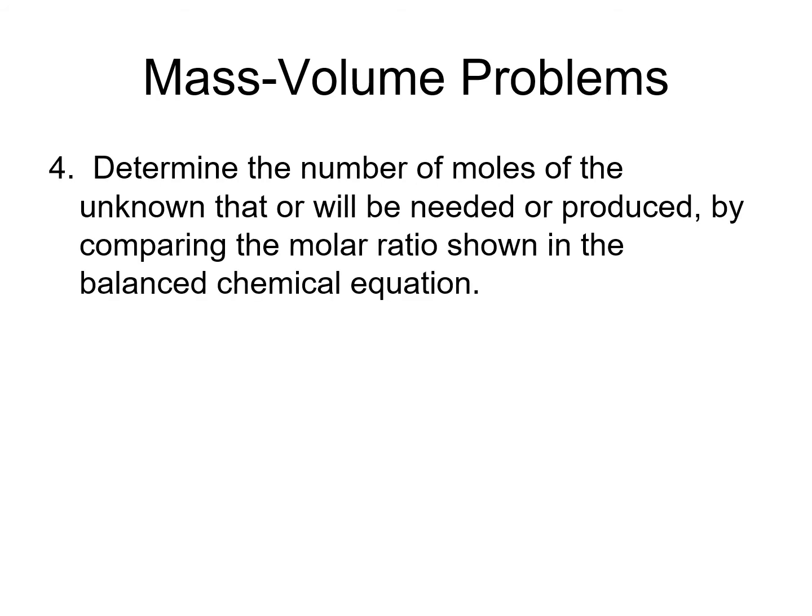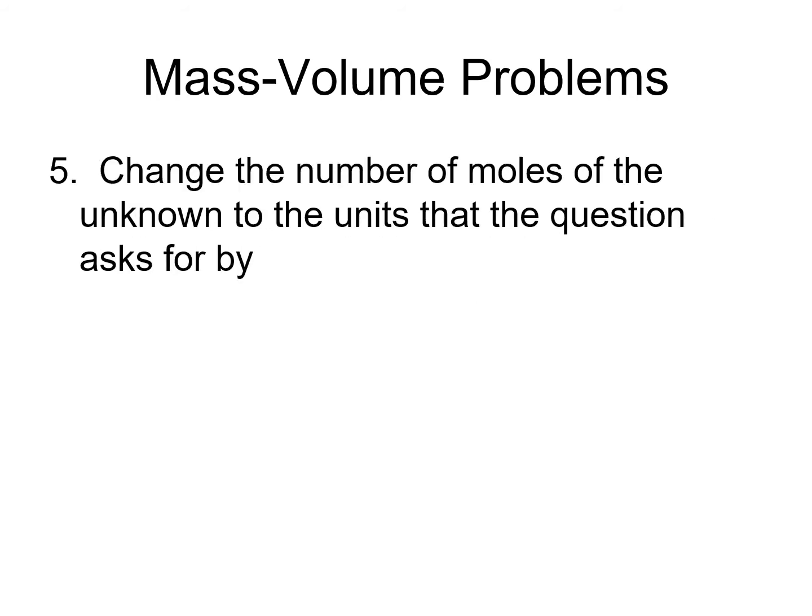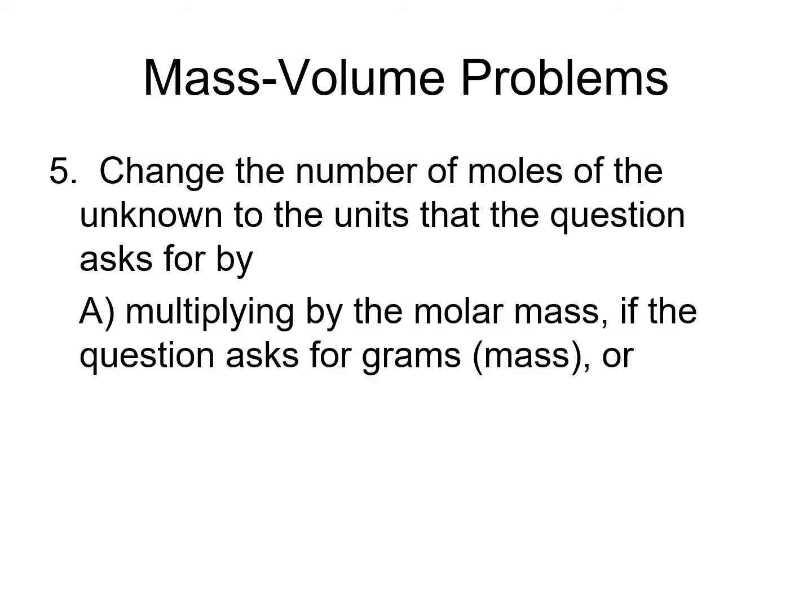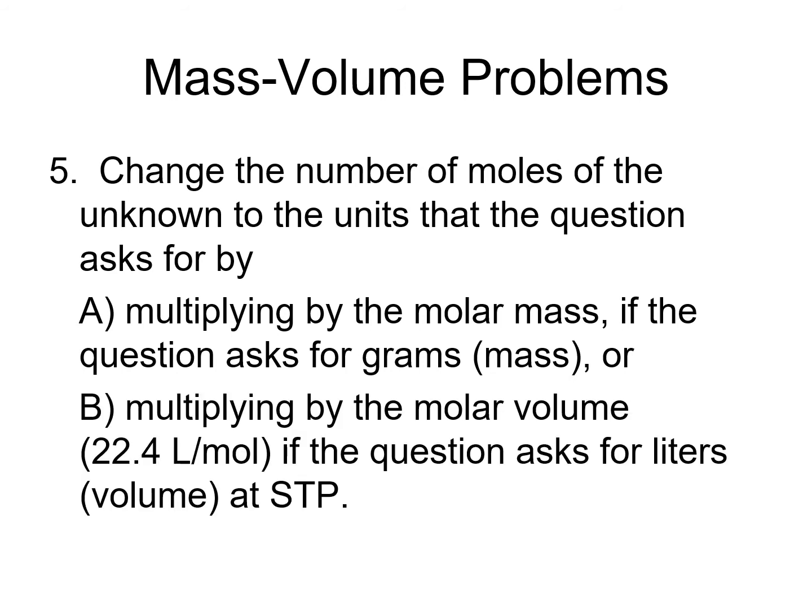Once you have the moles of the given substance, you can exchange it for moles of the unknown substance by looking at the coefficient ratio in the balanced chemical equation. Then you can convert to the units that you want. If you want mass, multiply by the molar mass. If you want volume, multiply by 22.4 liters per mole.